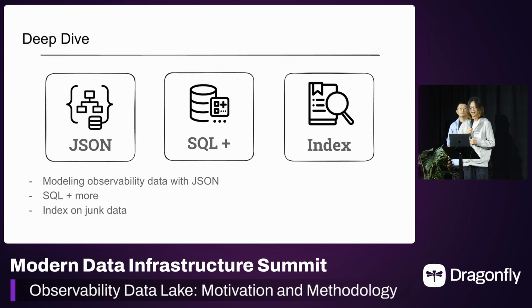Next, I will introduce, from the practice level, the three things we think are important for doing observability at big data level. The first is about JSON. Like mentioned before, how we use JSON to express our wide event data and how we make it more optimal and high performance. And the second is about SQL, SQL and more.